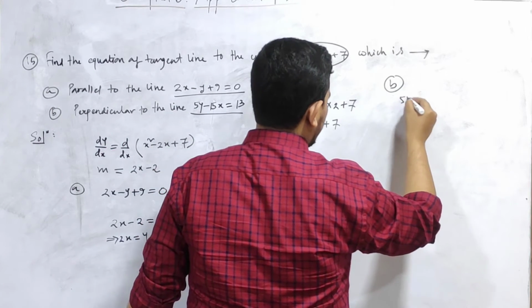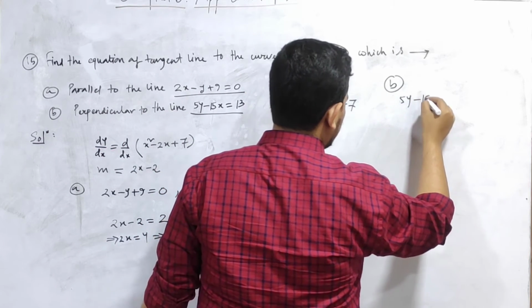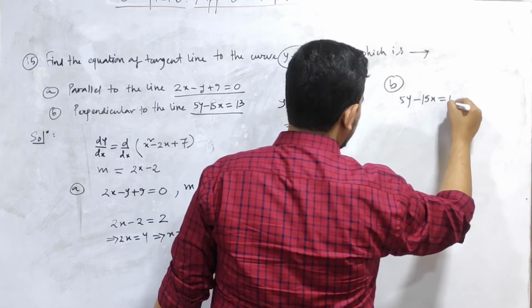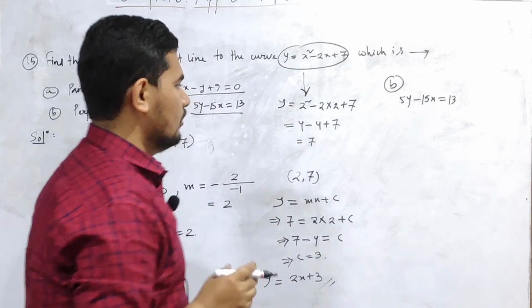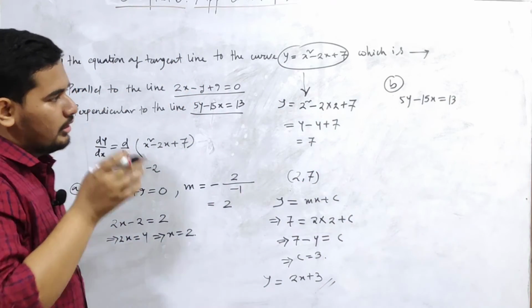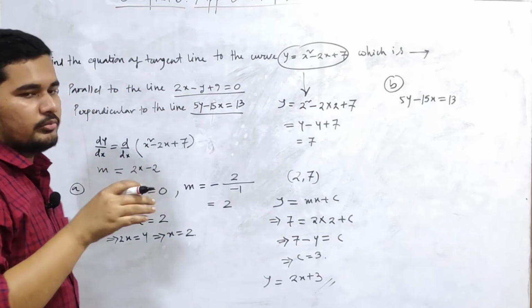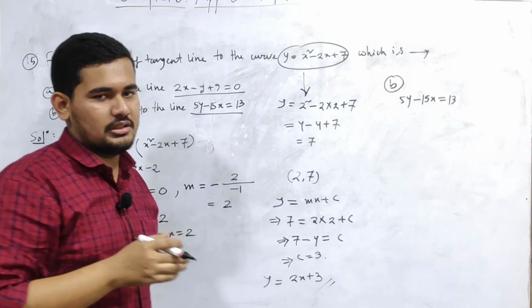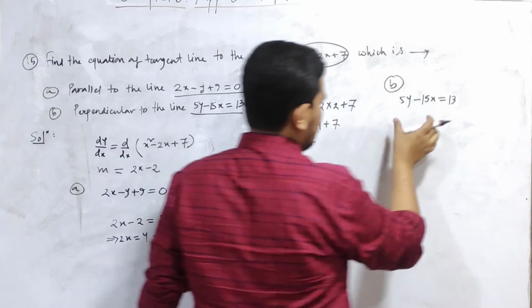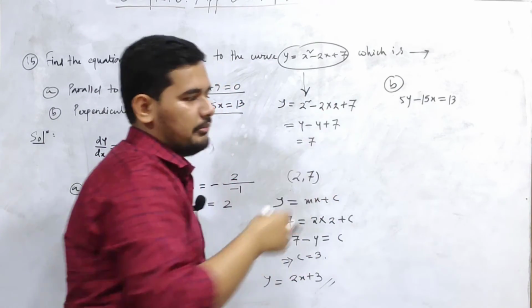The equation of the line is 5y minus 15x equal to 13. So always remember something: when you are using a short trick, always remember in which form I have given you the short trick, or any other teacher, because if you write here the short trick, sometimes it may come out to be wrong.